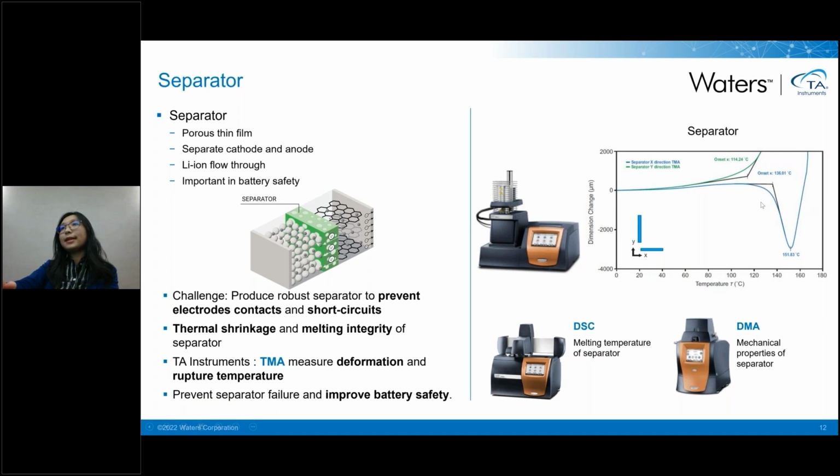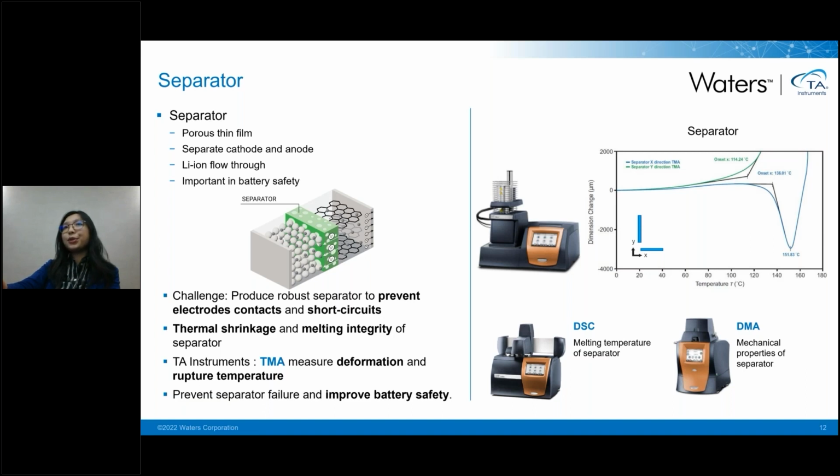So understanding the shrinkage temperature, as well as how much it shrinks, is important for predicting the optimum operation temperature of the battery. You do not want the separator to shrink too much, inducing additional stress or reducing the thermal stability of the separator during operation. It's very important to help predict failure and improve battery safety.